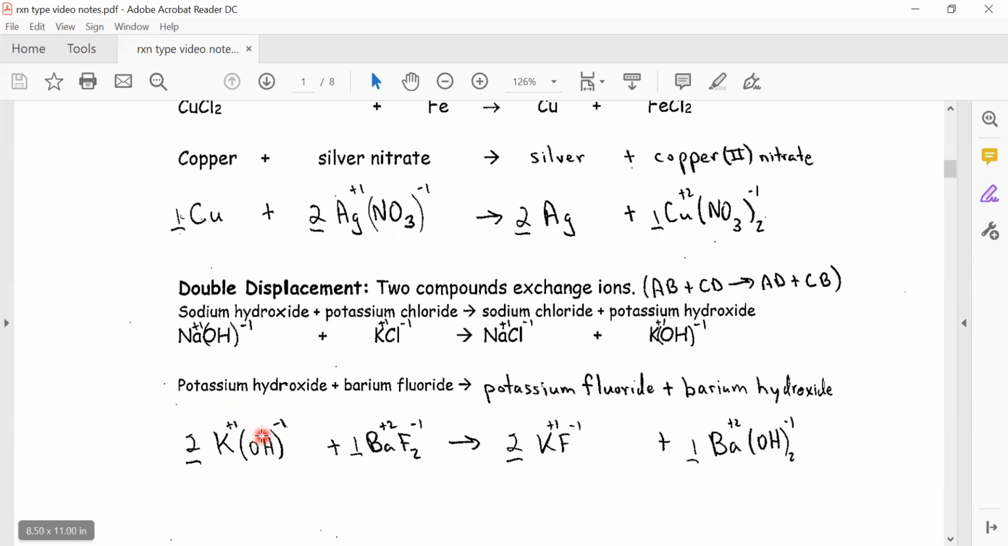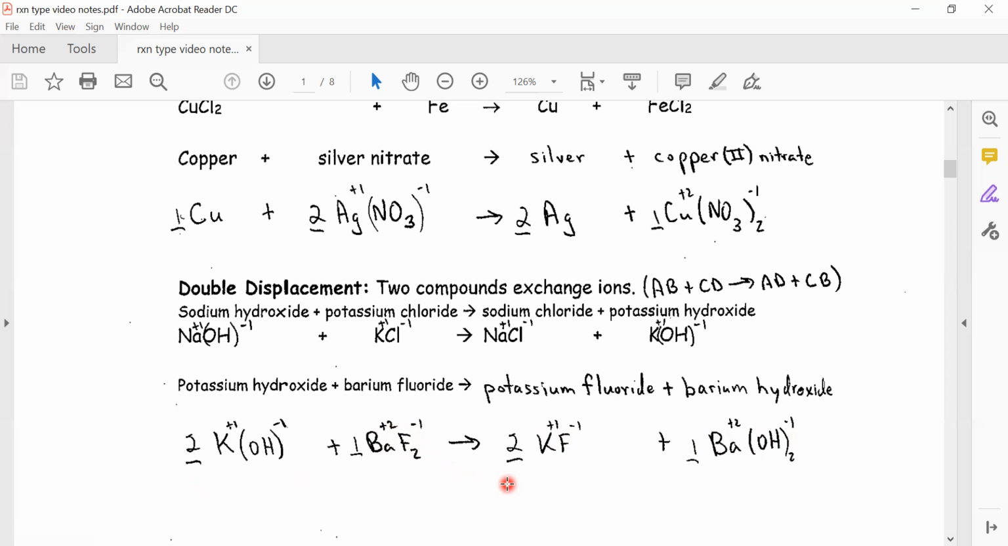Notice you have a couple +1s. Most of them are +1, but barium is +2. So that changes things a little bit. You get BaF2 there because of the +2 and -1. When we flip things around, K +1, -1, and you get Ba +2 and OH -1, but you get a 2 there. And then there are numbers, coefficients, that go in front to balance it.